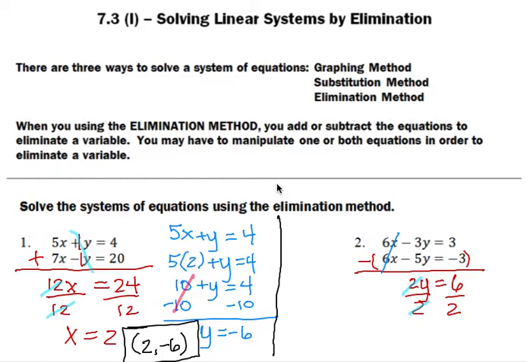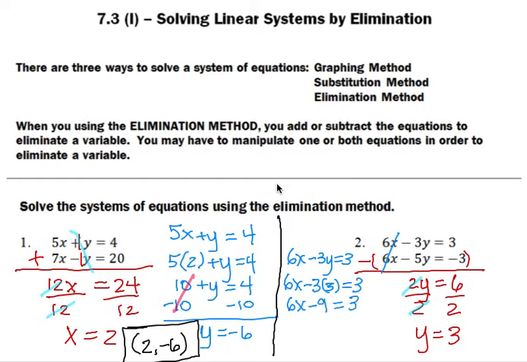So just like we did on the last example, we are going to now take that value, this time substituting in for y, and put it back into one of the two original equations. Doesn't matter which one you use. I'm just going to use the top one, which was 6x minus 3y equals 3. I now know that y is equal to 3. So 6x minus 3 times 3 equals 3. 3 times 3 is 9. So this becomes 6x minus 9 equals 3.